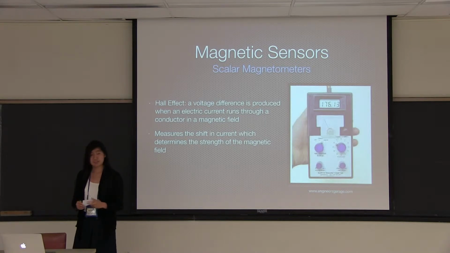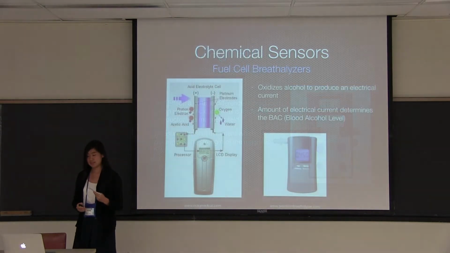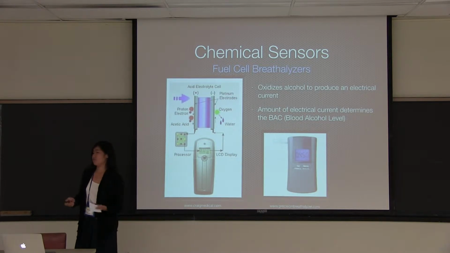So my next one is going to be about chemical sensors, and the one I'm going to talk about is the fuel cell breathalyzer, which is cool because we learned about fuel cells during camp. How this one works is it's able to measure the BAC, blood alcohol level, in a person by first oxidizing the alcohol in one breath.